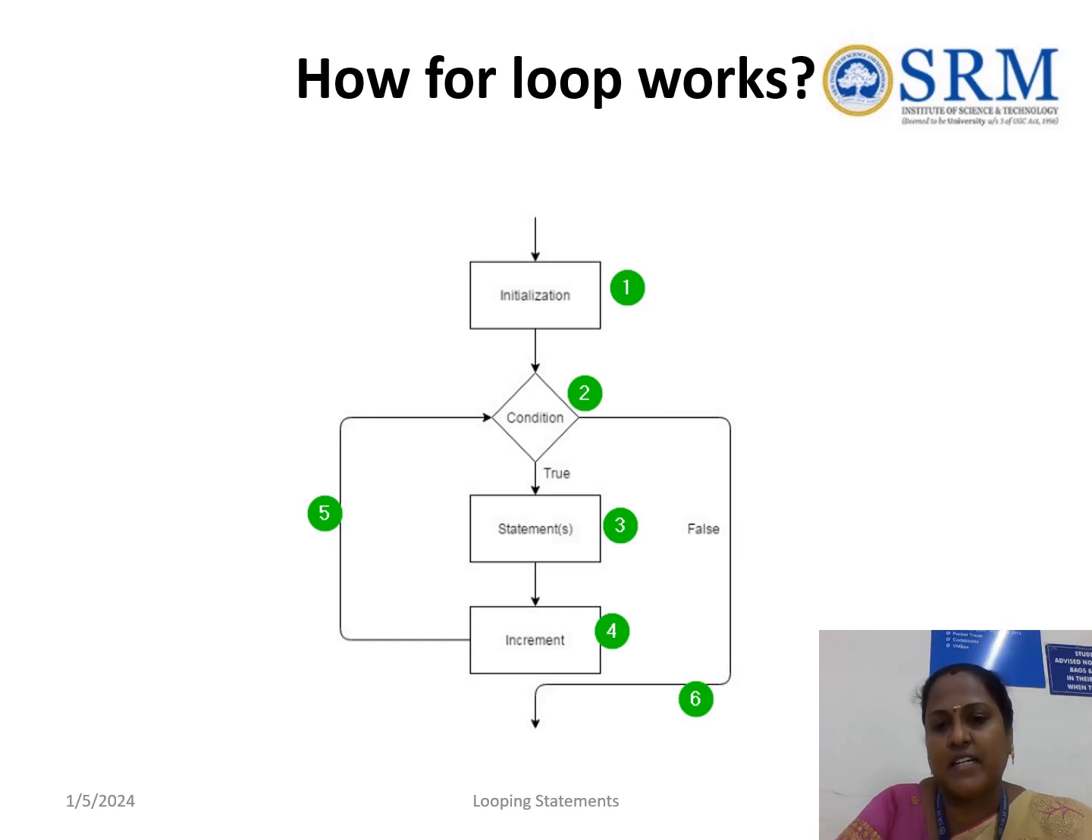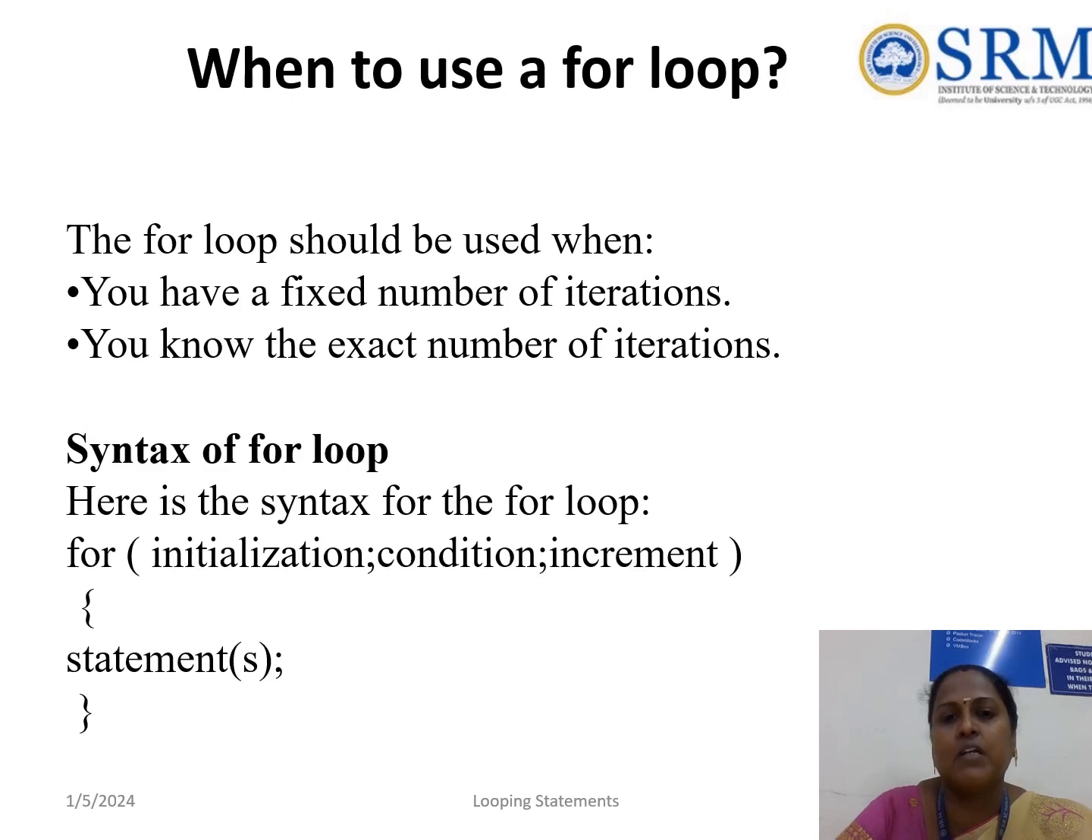The working principle of a for loop is, first, it takes the initialization of a variable, then it checks the condition. If the condition is true, the statements within this loop will execute. Then the increment operator will increment the value. Again, it checks the condition. This process is repeated until the given condition is true. This is the working principle. Now, how to use a for loop in C++ code.